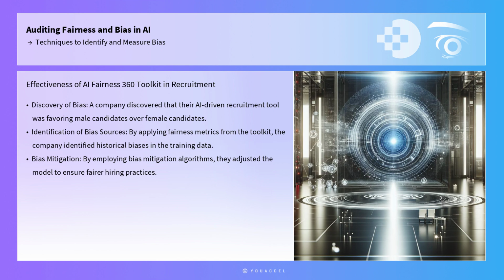A case study that illustrates the effectiveness of these tools is the use of the AI Fairness 360 Toolkit in a recruitment context. A company discovered that their AI-driven recruitment tool was favoring male candidates over female candidates. By applying fairness metrics from the toolkit, the company identified that the training data contained historical biases that led to skewed outcomes. By employing bias mitigation algorithms, they were able to adjust the model to ensure fairer hiring practices, demonstrating the toolkit's practical application in real-world scenarios.